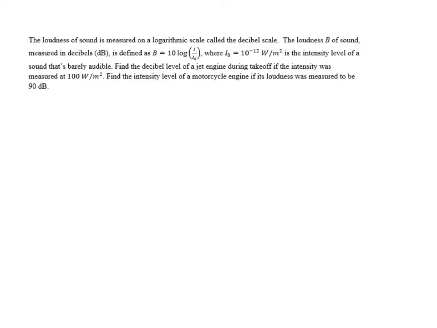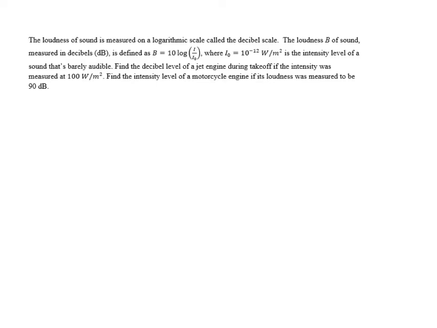The loudness of sound is measured on a logarithmic scale called the decibel scale. The loudness B of a sound, measured in decibels, is defined as B equals 10 times the logarithm of I over I naught, where I naught equals 10 to the negative 12 watts per square meter, is the intensity level of a sound that's barely audible.